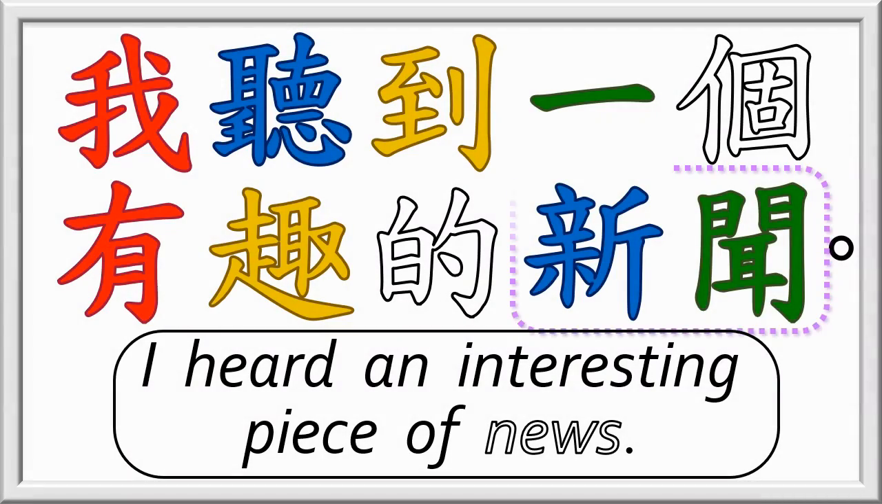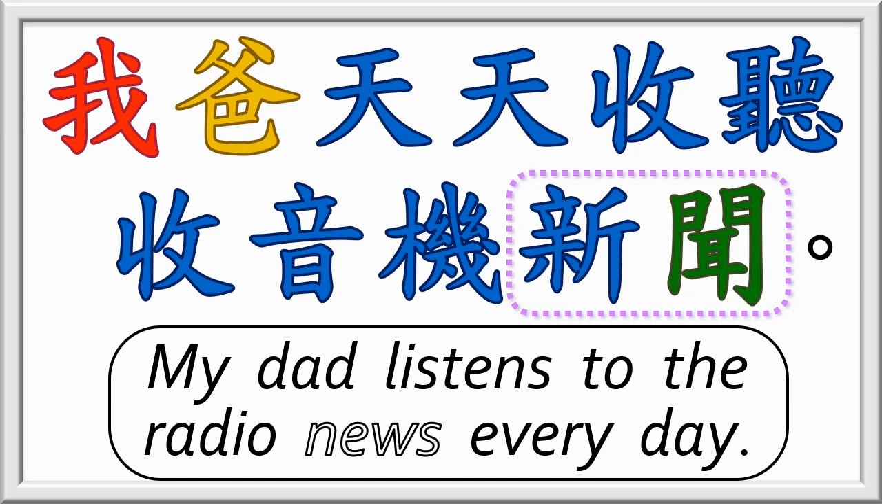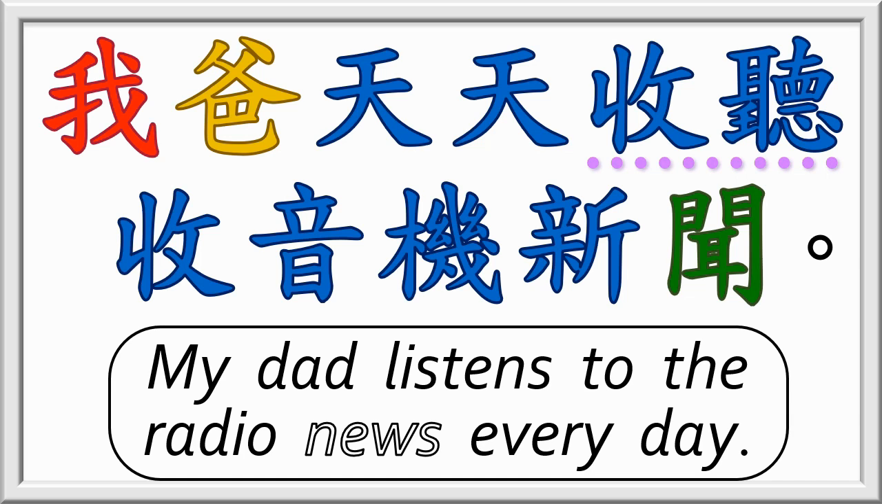The phrase for news is 新闻, literally, that which is newly heard. 我听到了一个有趣的新闻。I heard an interesting piece of news. 我爸天天收听收音机新闻。My dad listens to the radio news every day. Notice the phrase 收听 for listening to, literally receiving and listening to a radio broadcast. 收看 is the phrase for watching a television program, even though I haven't yet introduced all the characters for television.